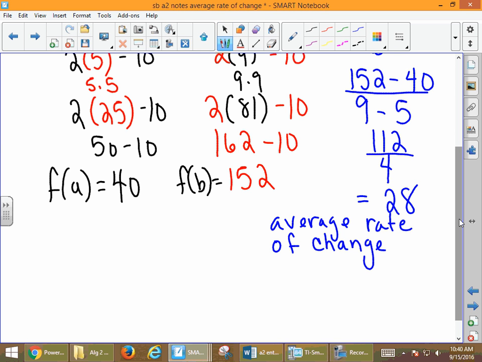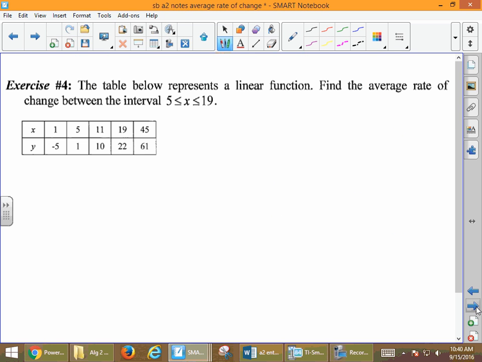As we finish, on our next problem, we have a table. And it says the table below represents a linear function. Find the average rate of change between the interval 5 to 19. Well, the good news is it's linear. So remember in linear that our average rate of change is constant. But what it says here is we want to look between 5 and 19. Well, 5 has a y value of 1. And 19 has a y value of 22.